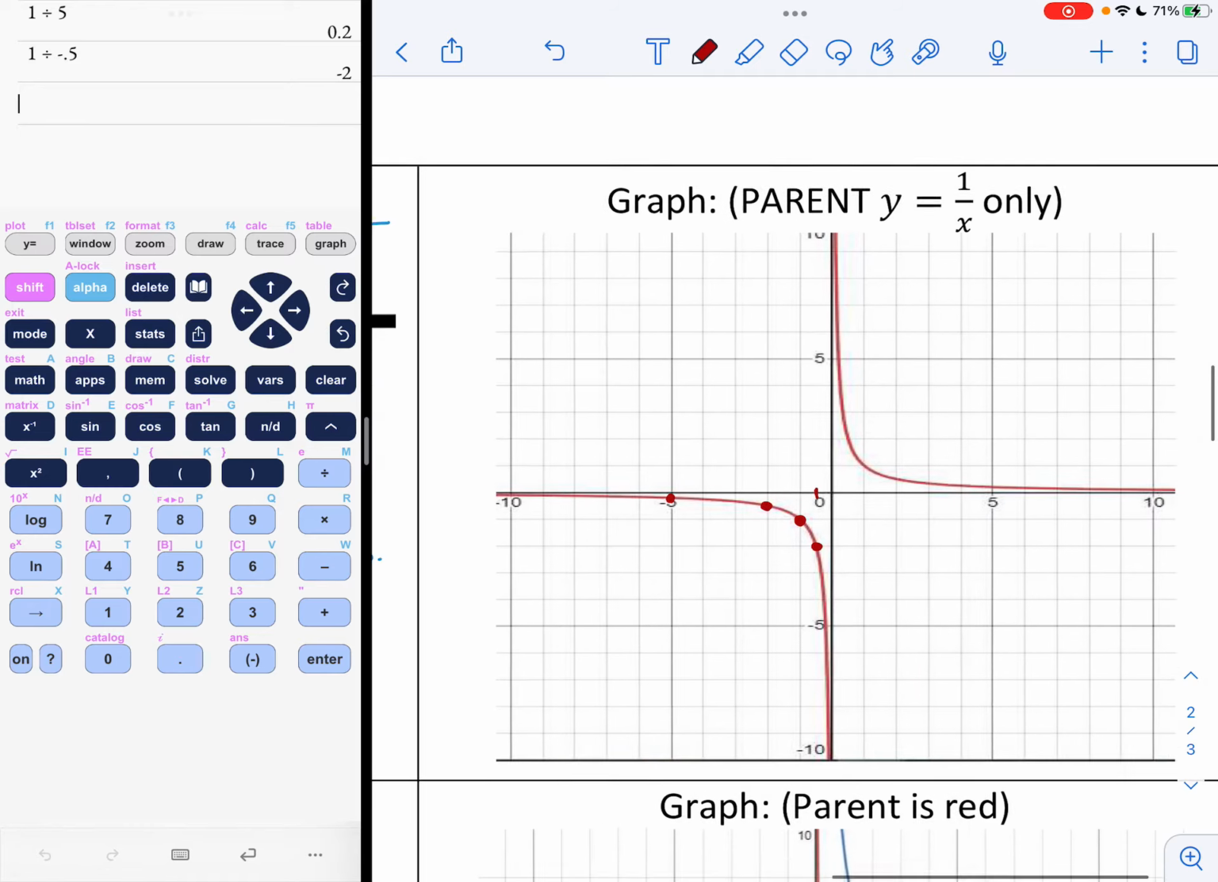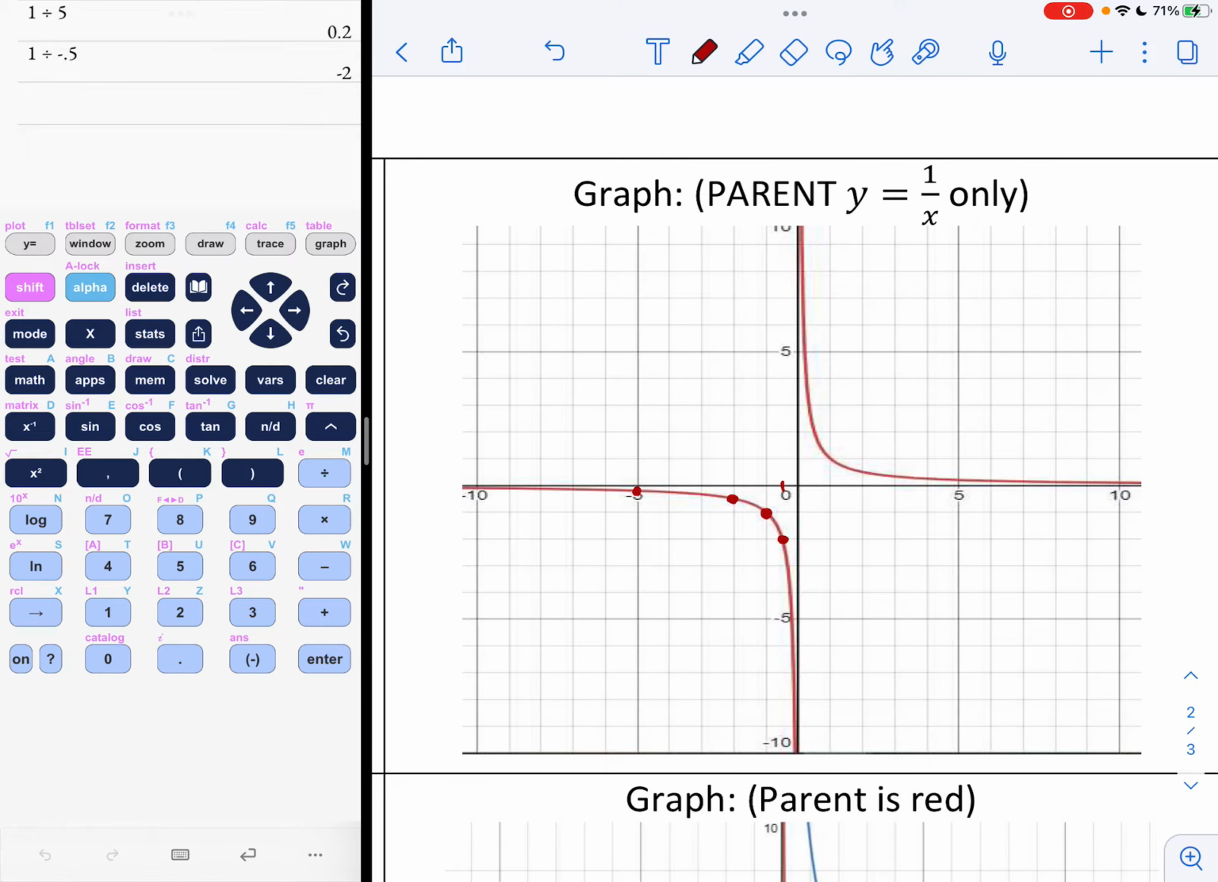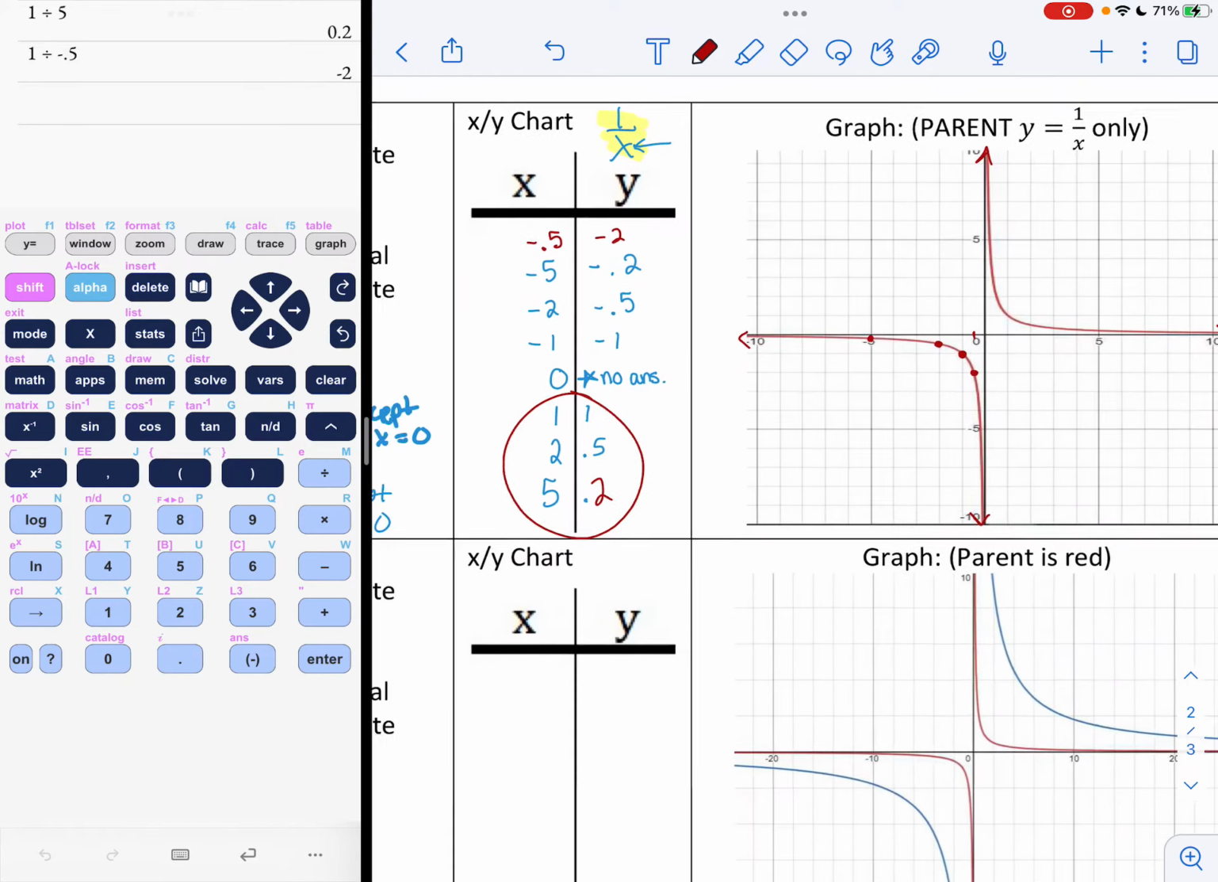And so you can see the parent function looks, well, like this. Kind of a silly looking graph. It approaches the axes but never touches them. They go on forever approaching those asymptotes. But now let's go ahead and move.